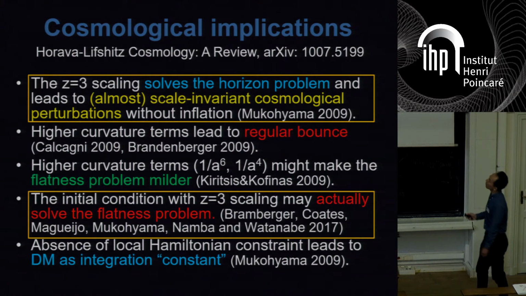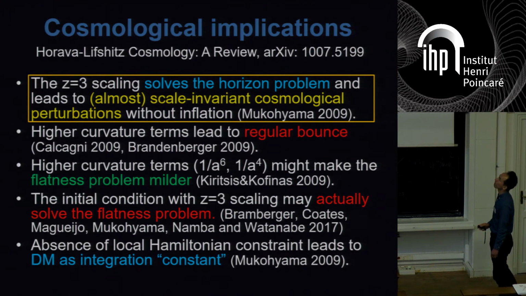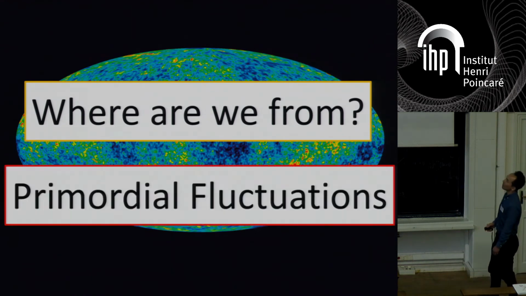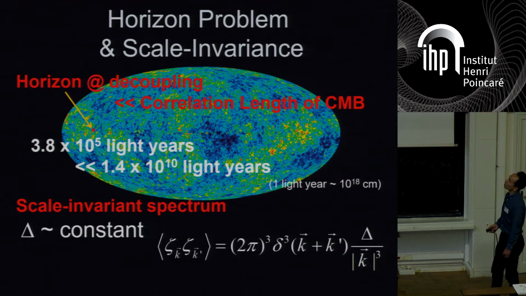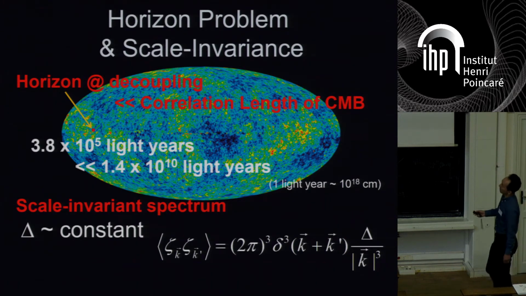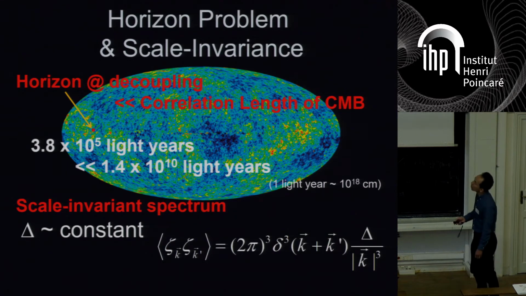Let me start with the horizon problem. So the question is very simple: where are we from? And we know the answer. The answer is primordial fluctuations. And associated with this, we have two issues. One is the horizon problem, and the other is scale invariance. We need to know why the correlation length of the CMB is much longer than the size of the horizon at the decoupling. And also we need to know why the spectrum of primordial fluctuation is almost scale invariant. In the usual case, both issues lead to inflation, as we know.